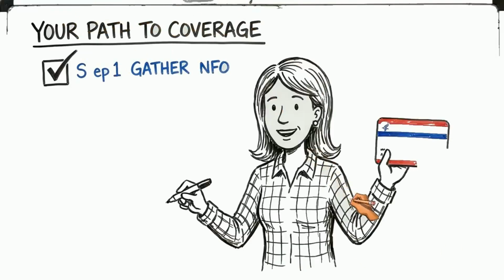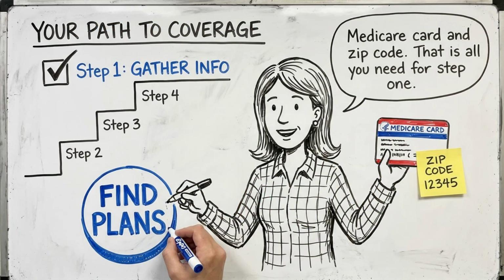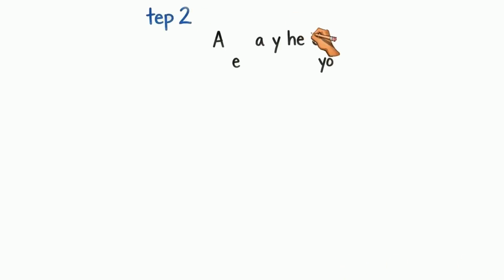Step 1 of the comparison. Go to medicare.gov and click Find Plans. You will need your Medicare ID number from your red, white, and blue Medicare card or your Medicare Advantage plan card. Have your card ready before you start. Enter your zip code when prompted. This takes 30 seconds.